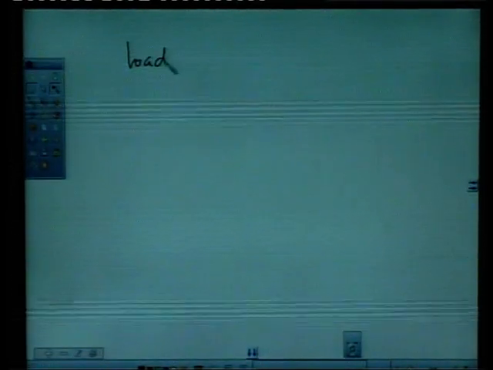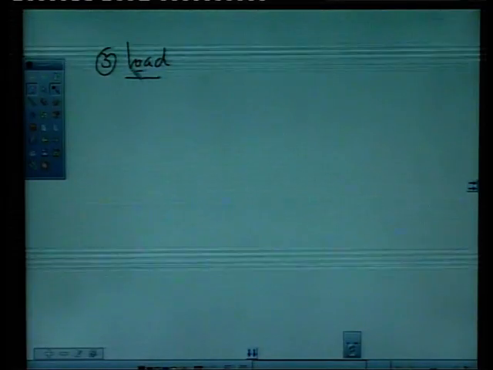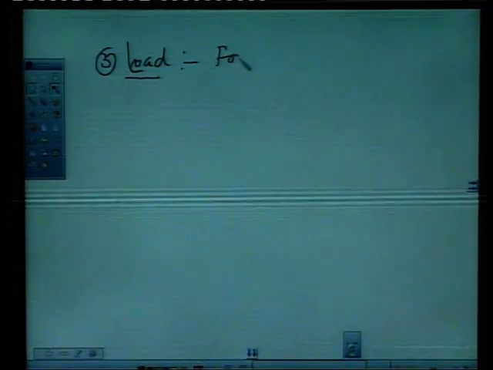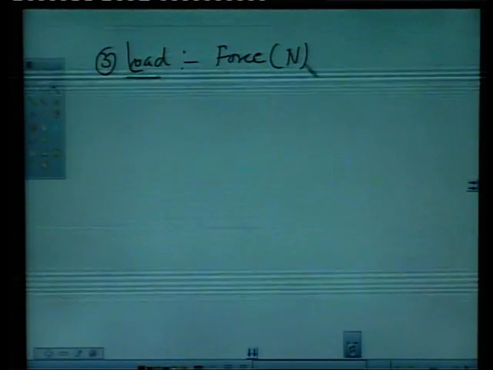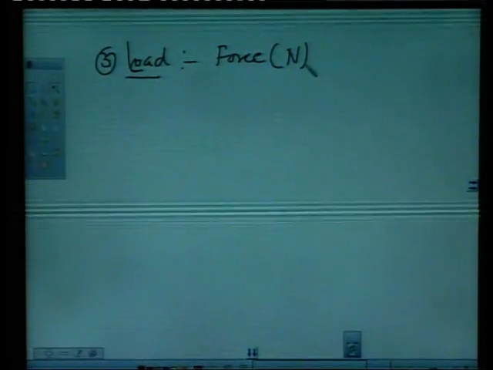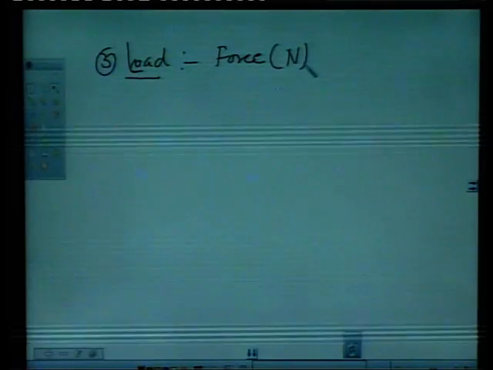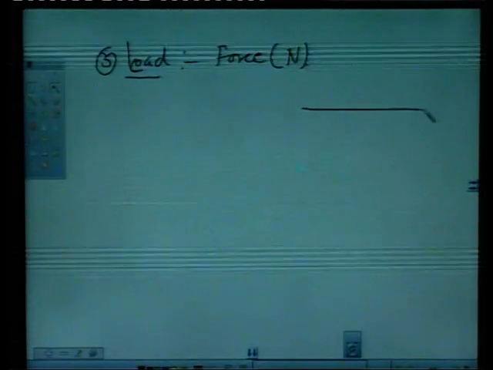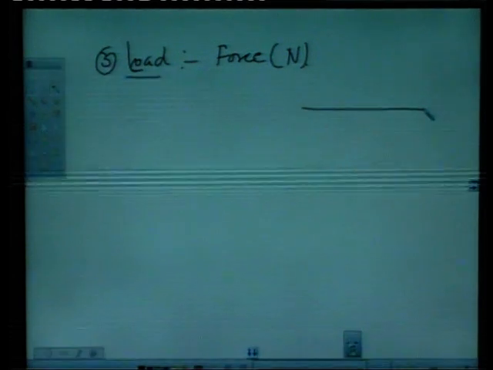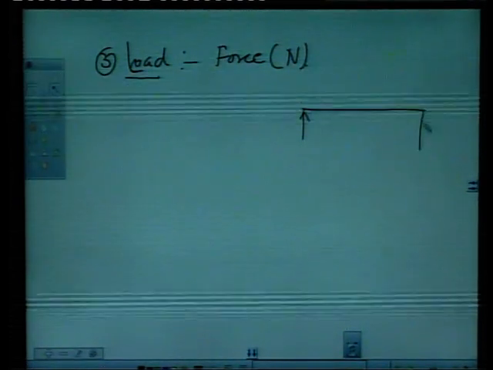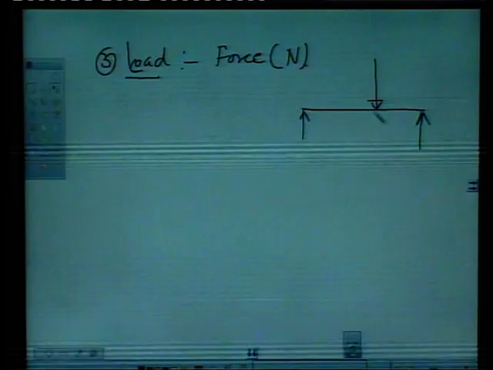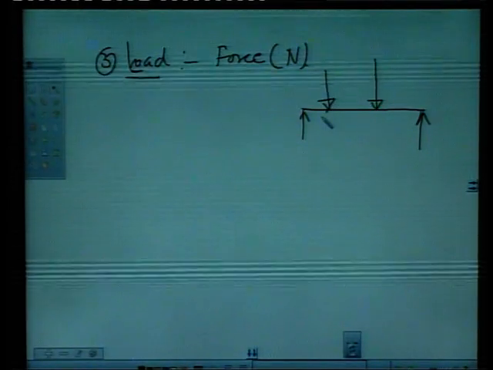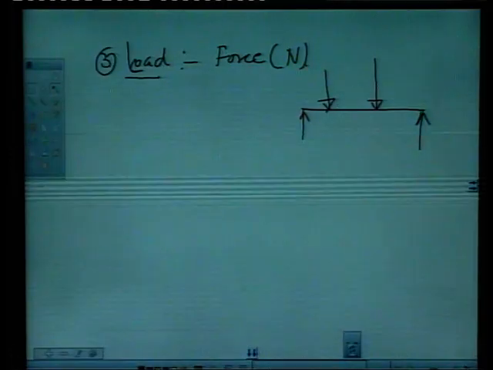Load is also called force. The unit of load is Newton in the SI system. On any beam, it may be a cantilever beam, a simply supported beam, an overhang beam, a continuous beam or any beam, we apply force or load on it. Naturally we will apply it, because this is the application.